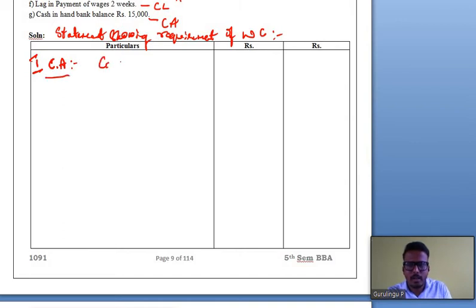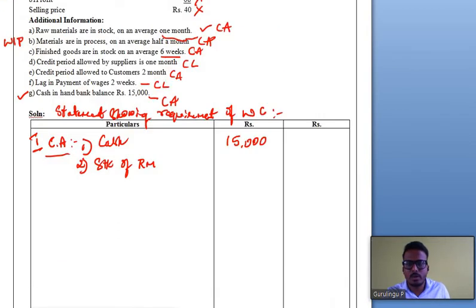As soon as you consider the cash, the second item will be stock of raw materials. We'll see the adjustment related to stock of raw material. See adjustment A: stock of raw materials on an average how many months? On an average 1 month. Here they have given months, so we'll take the months into account. Stock of raw material, 1 month.